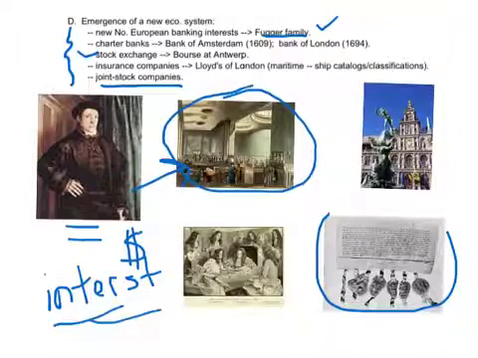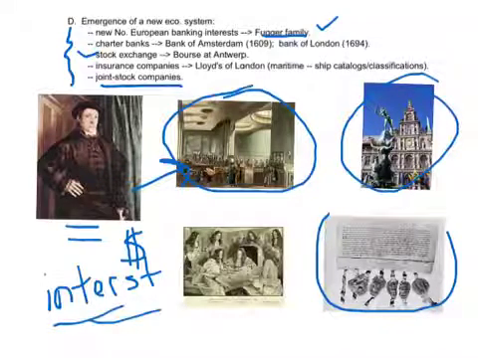Look at the stock exchange, a picture of an old stock exchange here. And as I explained earlier, people would buy stock certificates, put their money into companies, and the companies would use the money to buy ships and those types of things.